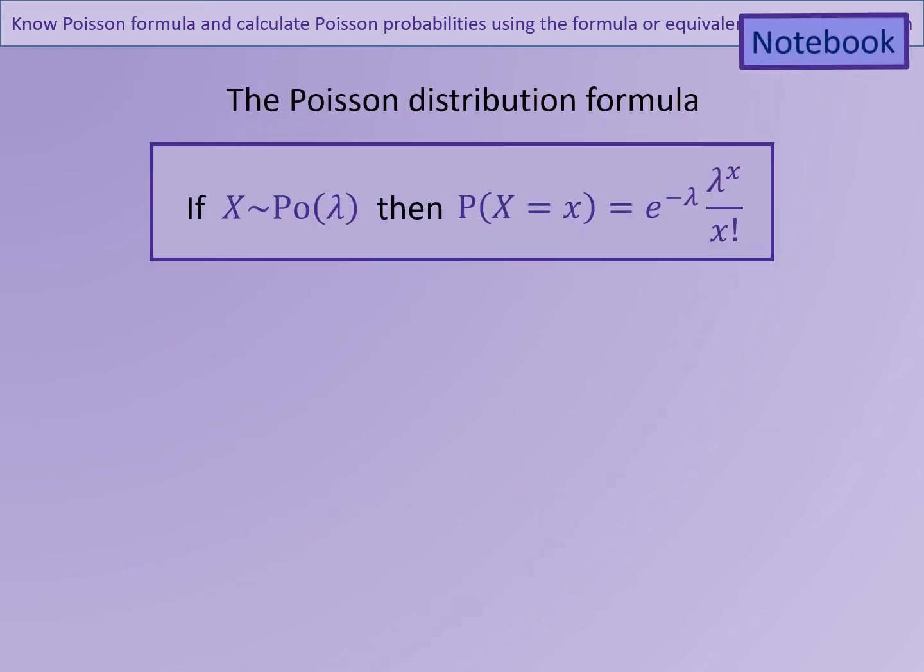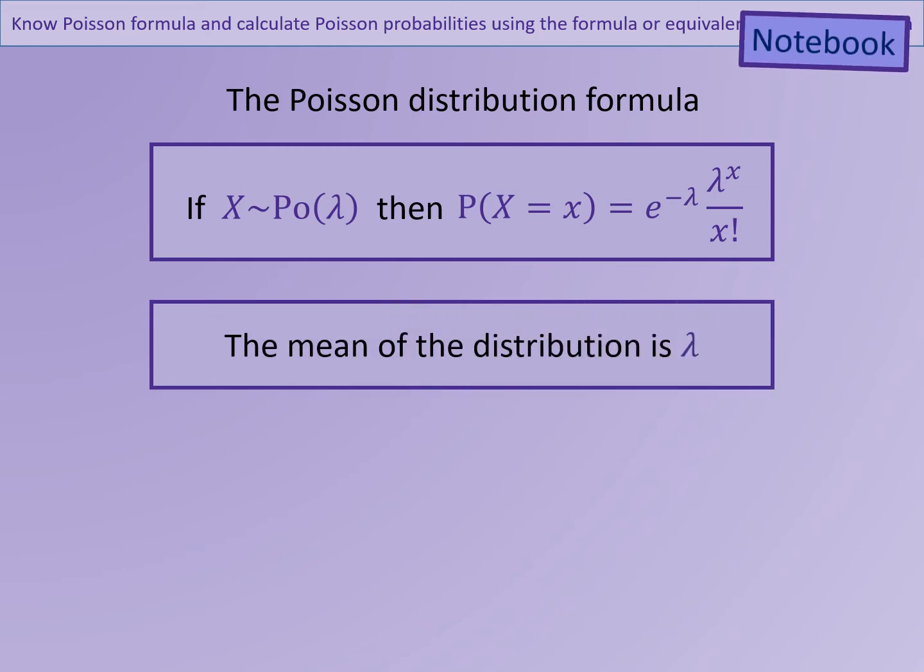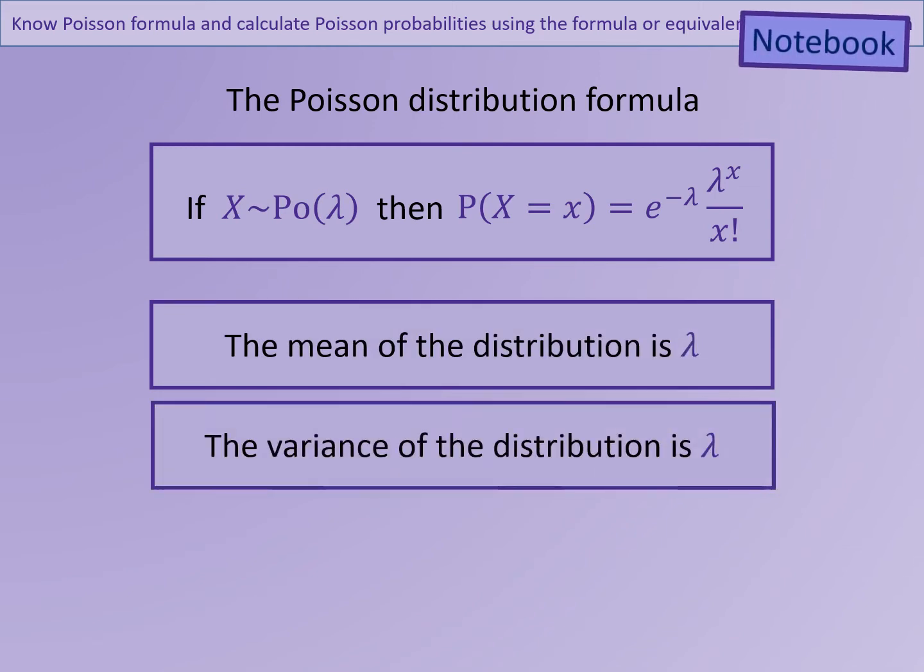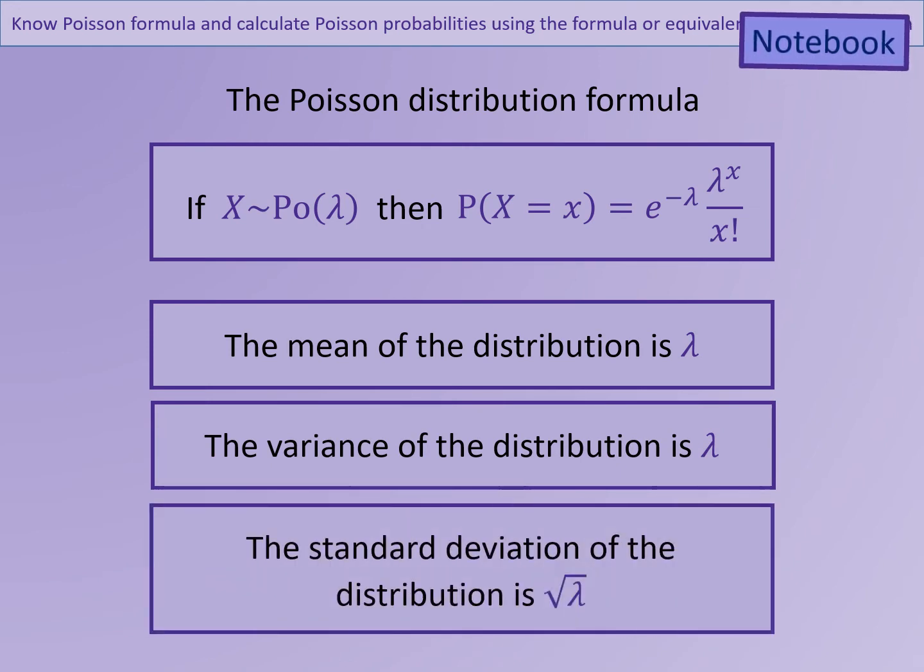To summarise what we've covered so far, if X follows a Poisson distribution with a rate of lambda, then we can calculate the probability of X being a particular value using this formula. The mean of the distribution will be lambda. The variance will also be lambda. And because the standard deviation is the square root of the variance, we can say the standard deviation is the square root of lambda.